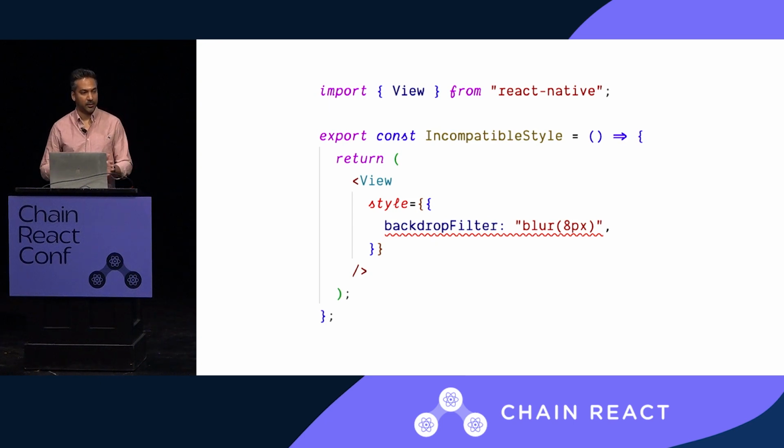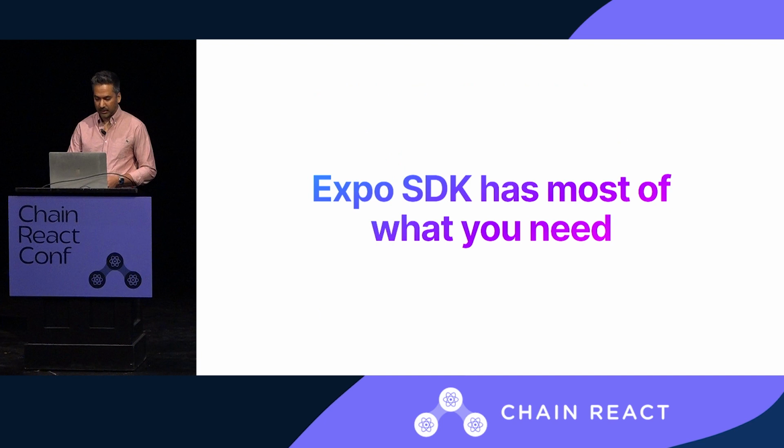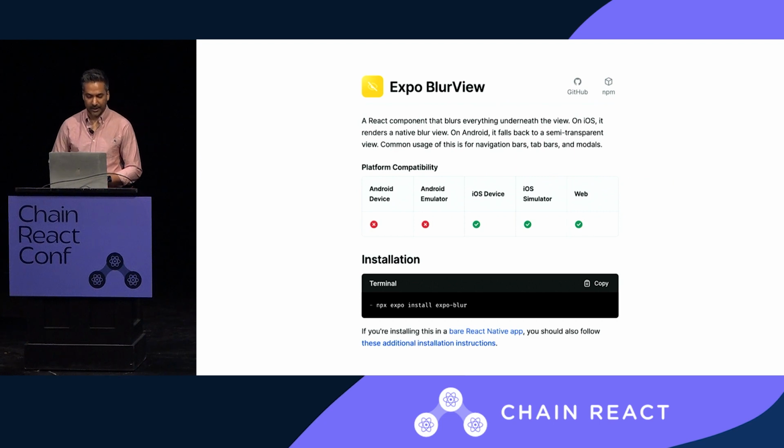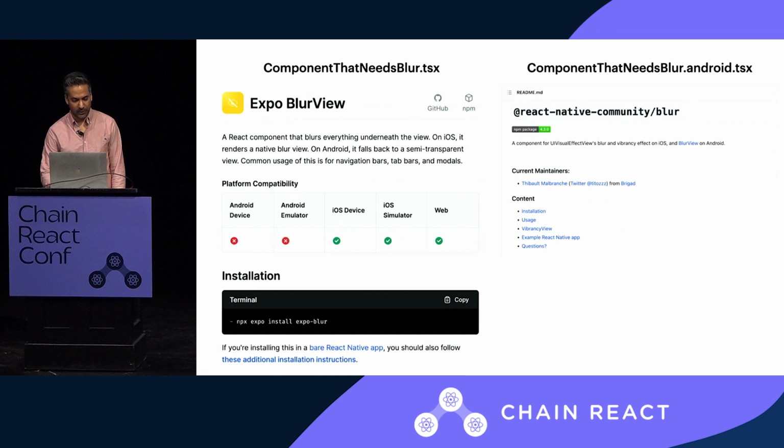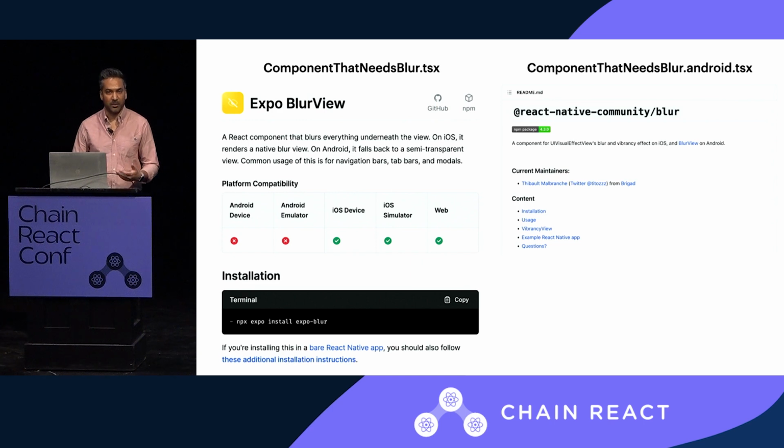But what if we wanted to do that on other platforms as well? Well, that's where Expo SDK has most of what you need. Just by looking at their docs, we can see the blur view, and it actually has platform compatibility listed right there. We can see it's supported on the web as well as iOS. But then what do we do for Android? Well, a quick search led me to this library, React Native Community Blur, which provides the same functionality in Android.